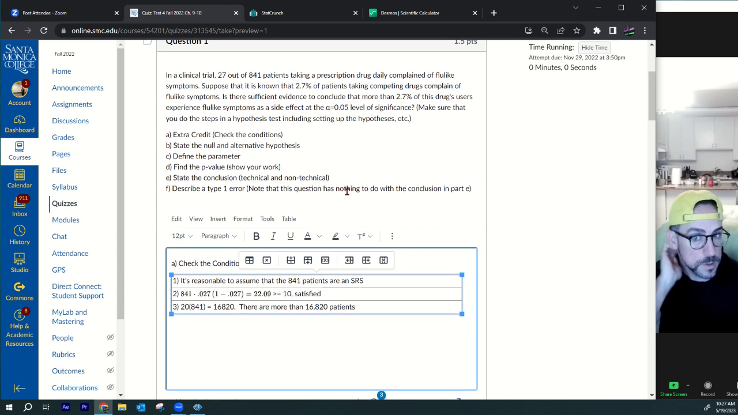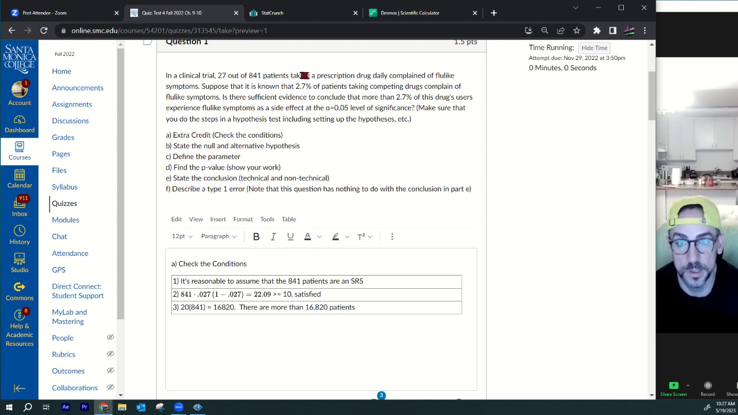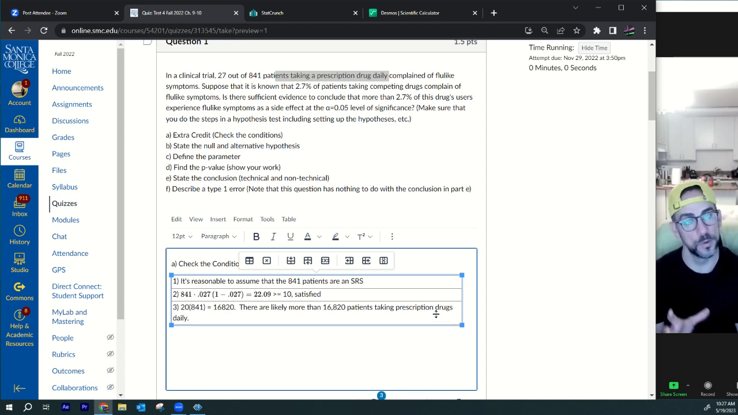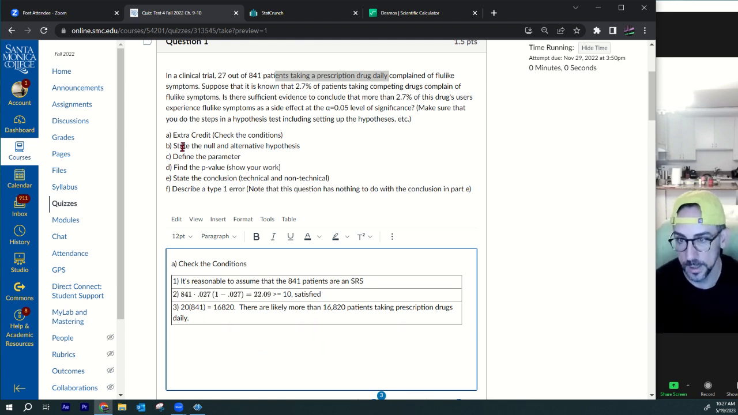All right. Let's see. In a clinical study, patients taking a prescription drug. 27 out of 841 patients taking a prescription drug daily. Okay. It's reasonable to assume that there are likely more than 16,820 patients taking prescription drugs daily. Those are the people that we are sampling. Those are the conditions. Okay, that's A.